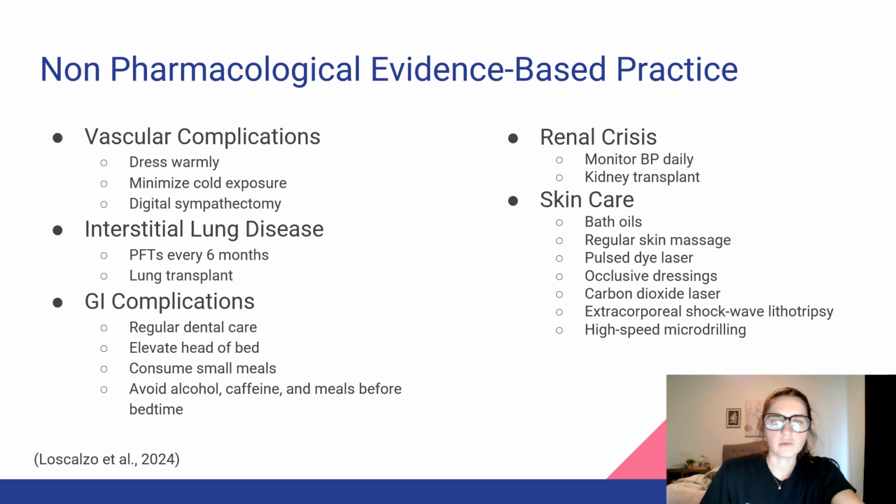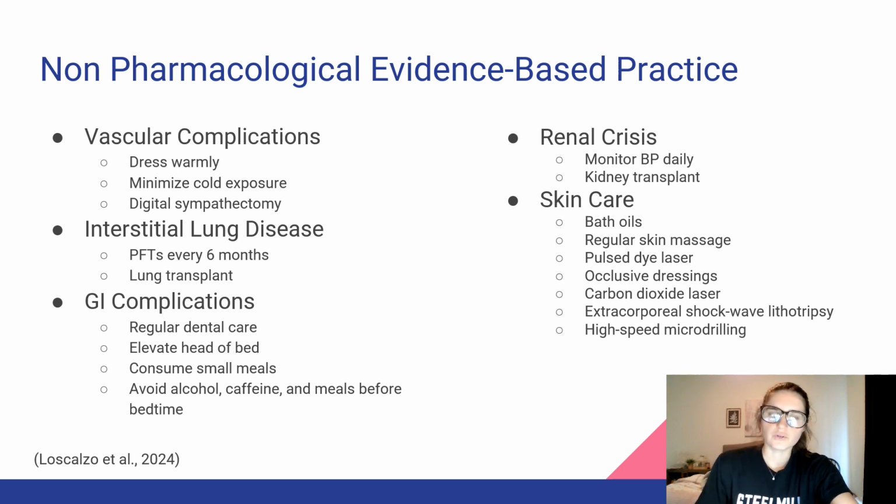And then also if they exhibit pulmonary artery hypertension, then sometimes that will be the management. The way to manage that would be a lung transplant. For GI complications, you want to make sure the patient is keeping up with their dental care. So visits to the dentist, brushing their teeth, etc. These patients should elevate their head of bed, especially after eating. These patients should consume small, frequent meals and avoid irritants like alcohol and caffeine. And they should also avoid eating before bedtime.